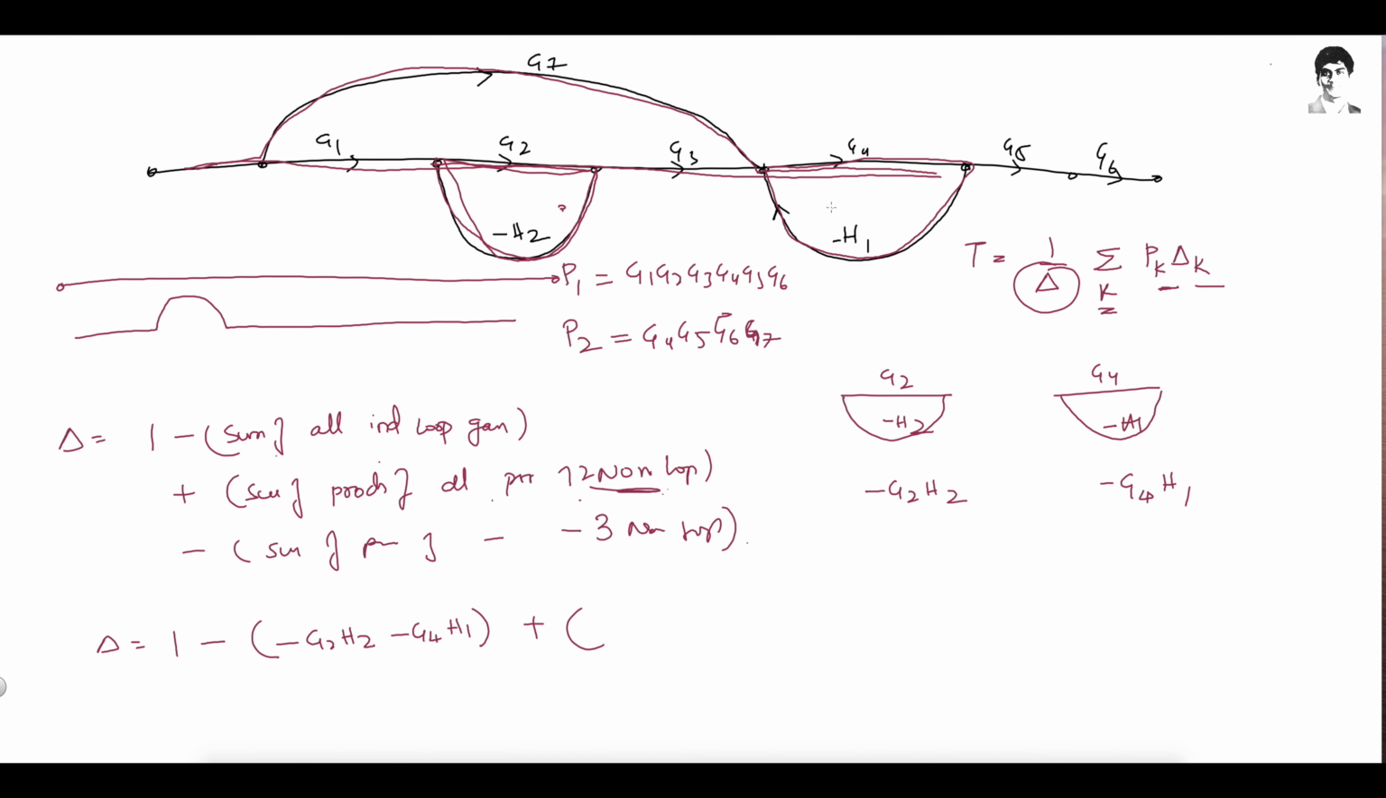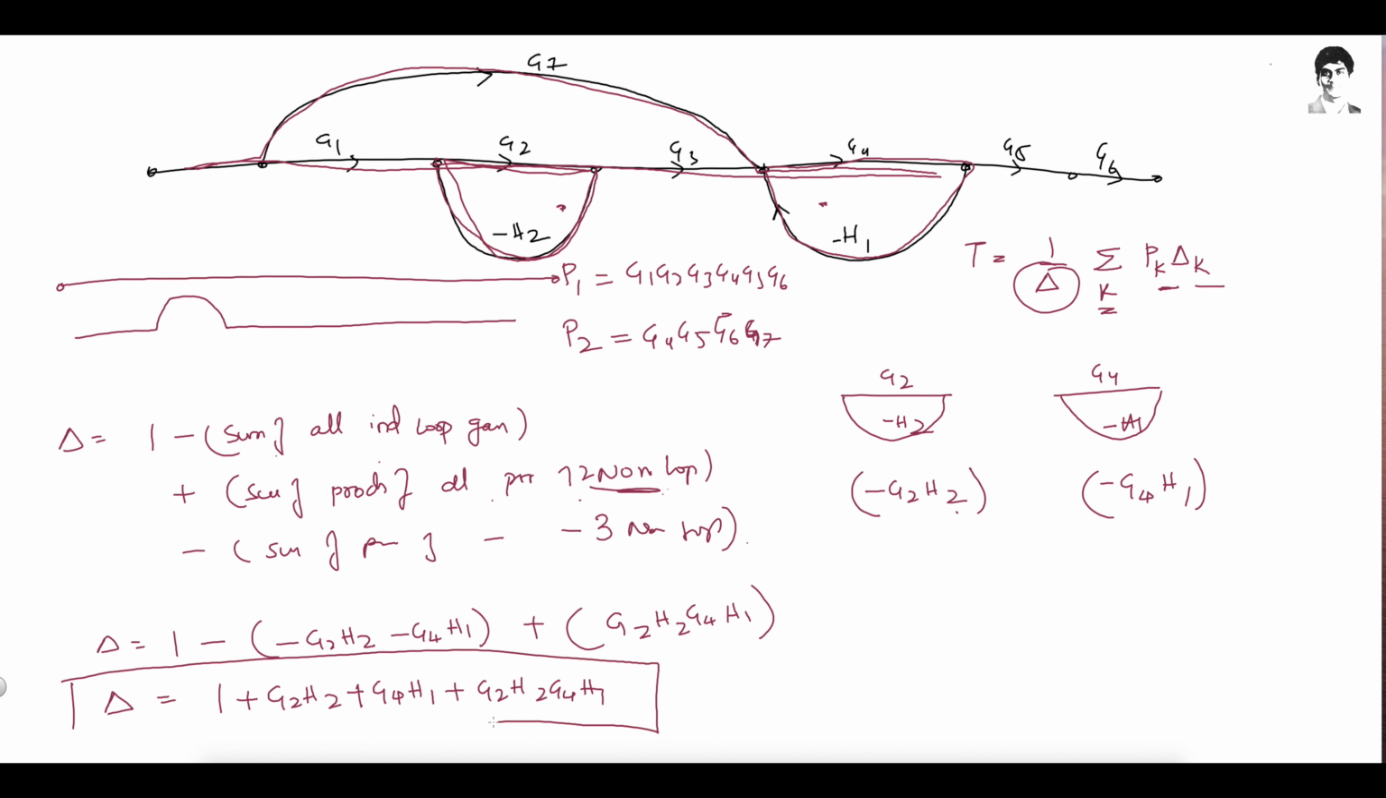So yes, these two loops are absolutely non-touching, right? So what do we write here? We take the summation of these two because we have only one pair here. So we are only going to have one product. So what will the product be? The product will be G2 H2 G4 H1 because both are negative. So the product has become positive. So this is going to be 1 plus G2H2 plus G4H1 plus G2H2 G4H1. So this is the value of delta.